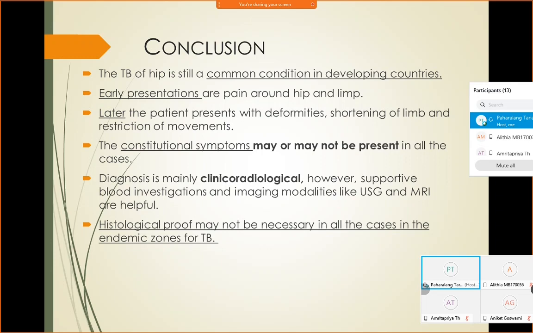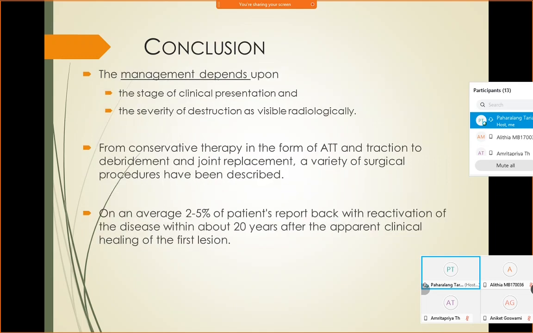Diagnosis is mainly clinical and radiological. However, we must make good use of what we have, like ultrasound and MRI, and histological proof is one of the best for diagnosing and confirming this disease. So management again depends on the stage. In the early stages, you may manage it just with ATT, but as you progress later on, this ATT has to be combined with the various surgeries I mentioned just now: arthroplasty, arthrodesis, or an excision.